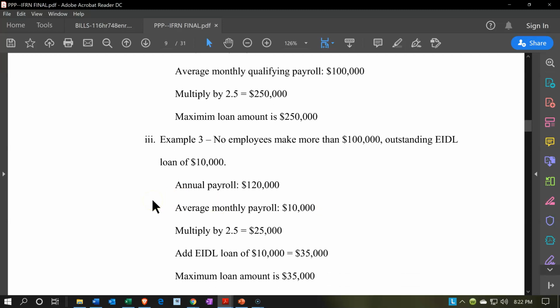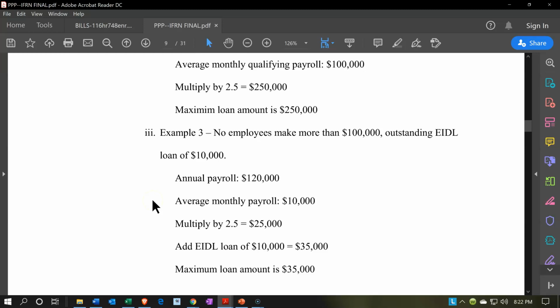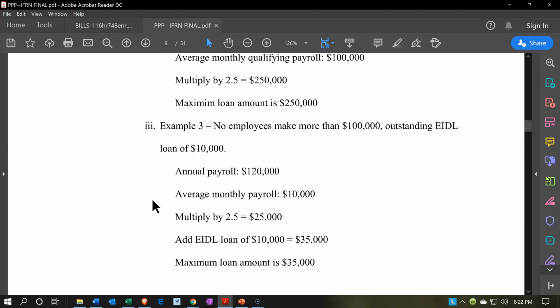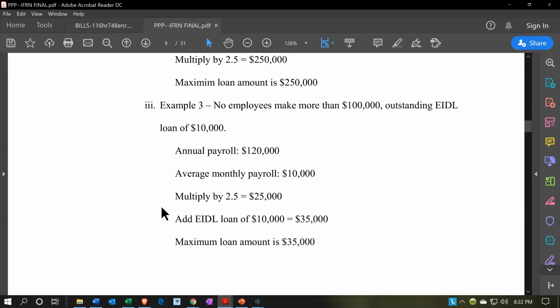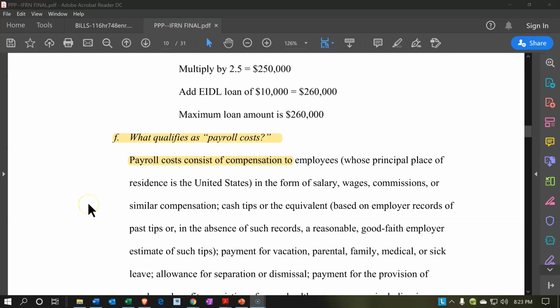So then we'd say the annual payroll is 120,000, average monthly payroll 10,000. Because we divided by 12, multiply times the 2.5, 25,000. Here's the new thing. We're going to be adding the EIDL loan of the 10,000, getting up to that 35,000 here. So let's move on to item F down below.